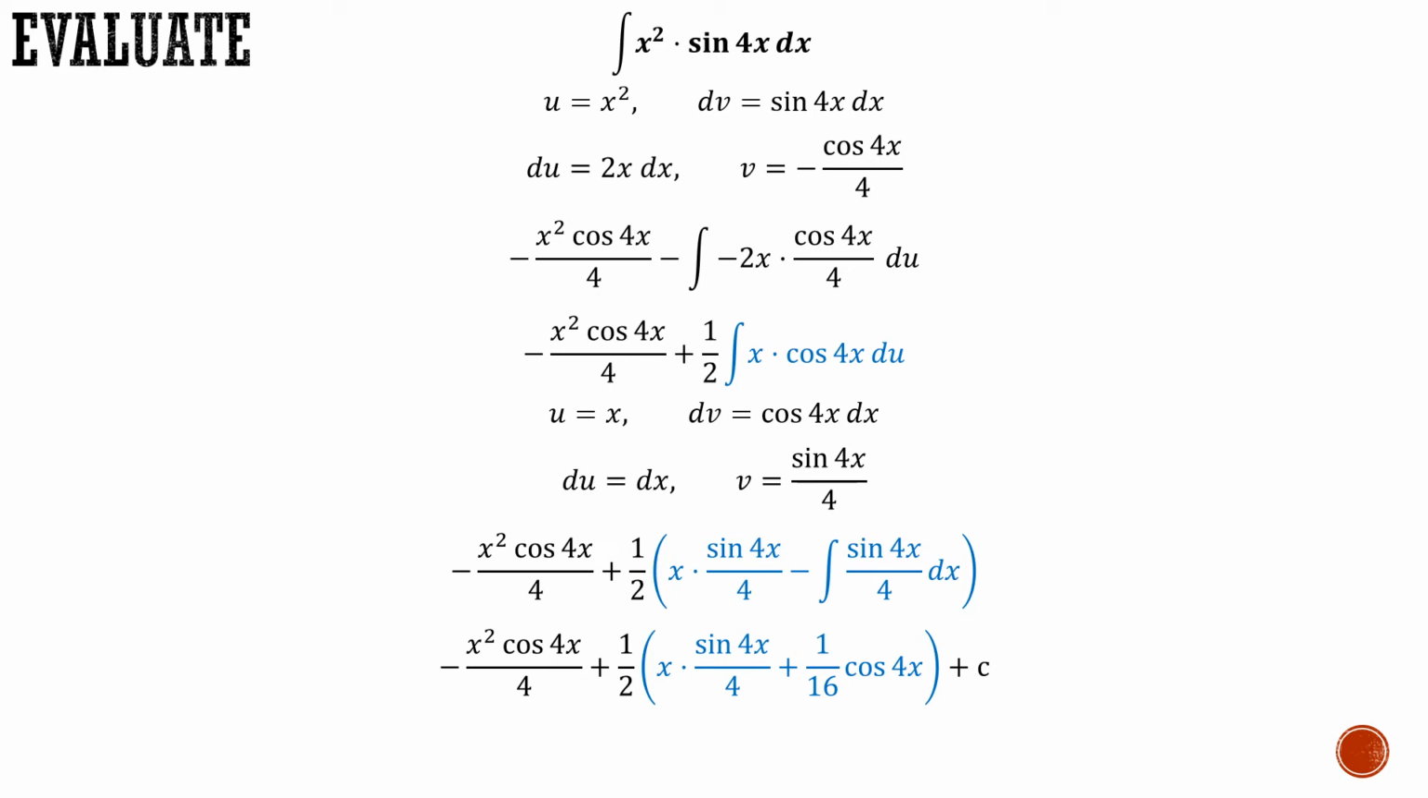Just to make it a little bit more clear and cohesive, I'm going to distribute in that 1/2 to have negative x squared cosine 4x over 4 plus x sine 4x over 8 plus 1 over 32 cosine 4x plus c.